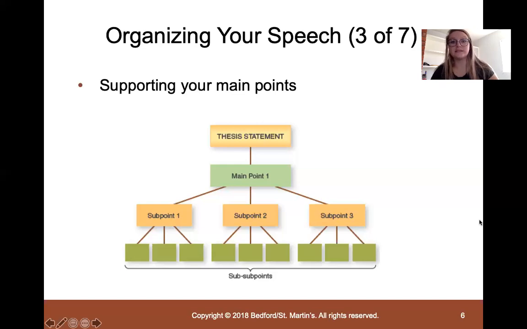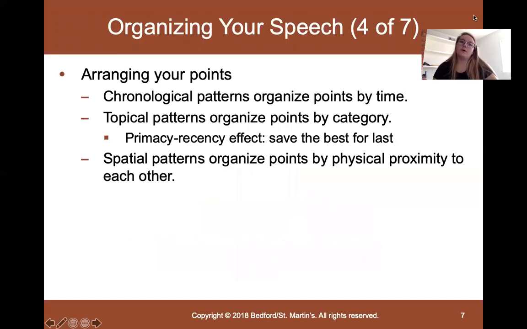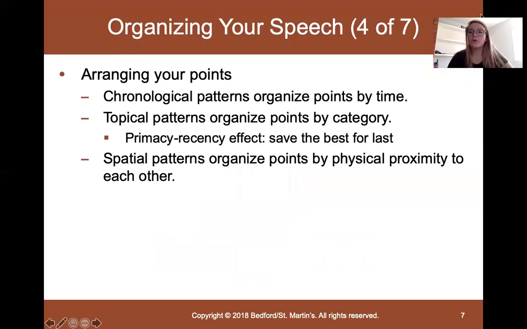Those are things that we want to see. So, organizing your speech. You're going to arrange your points, and you can do this in a couple of ways. You can do chronological patterns. You can organize points by time. So if you're giving a speech on how the Electoral College works, like what happens first and then what happens next, right? And then topical patterns, you can organize your patterns.